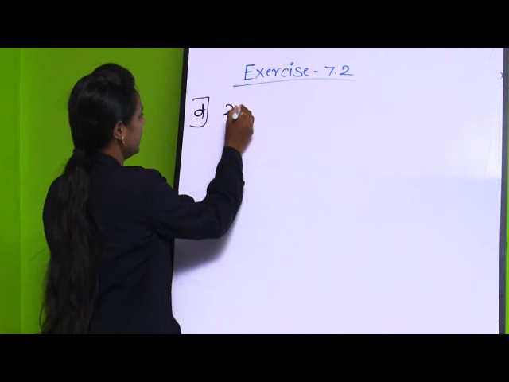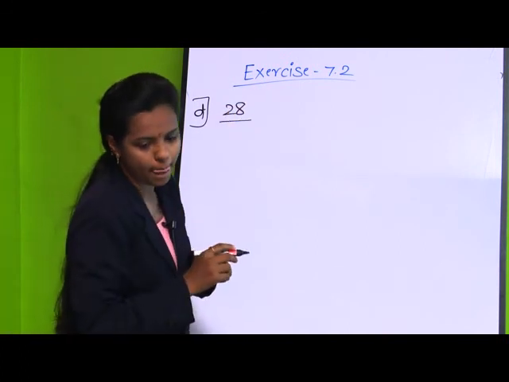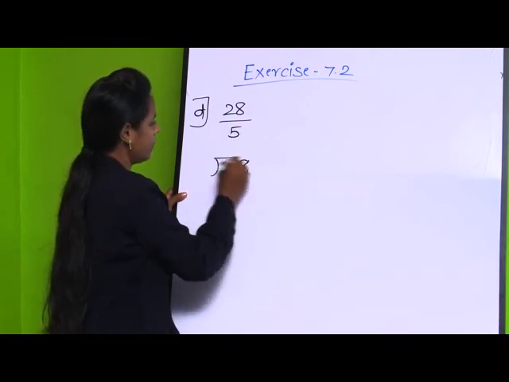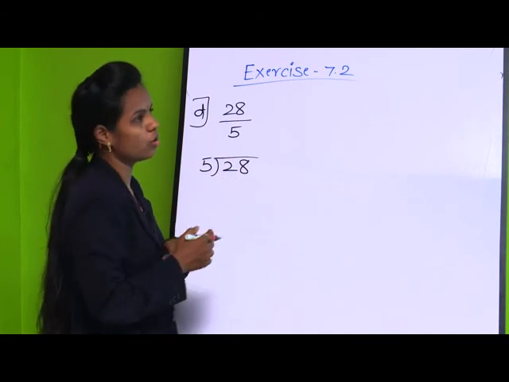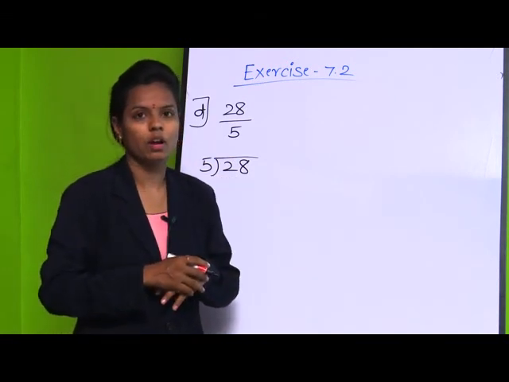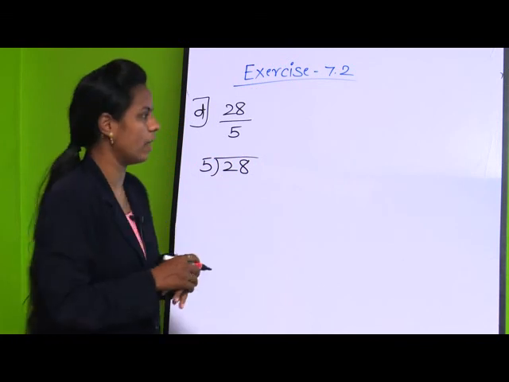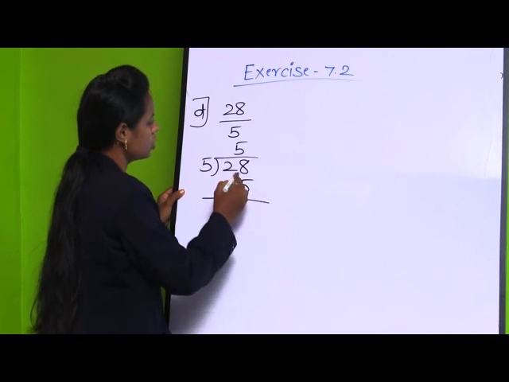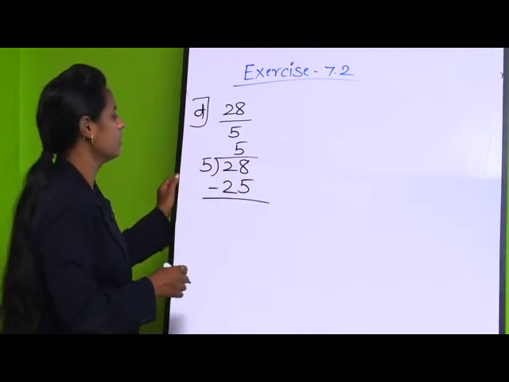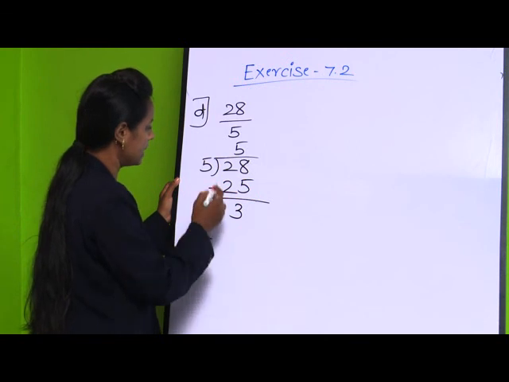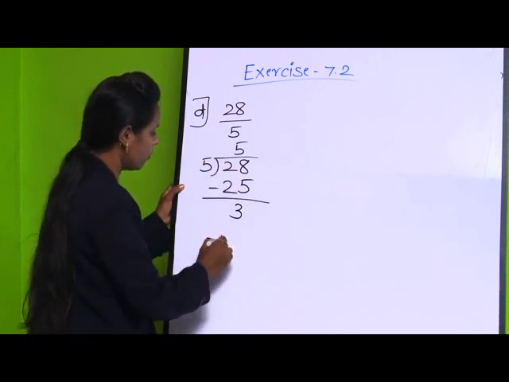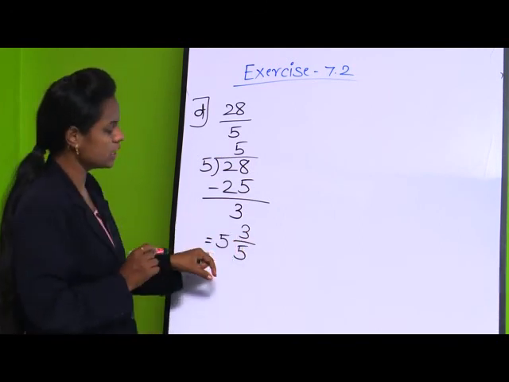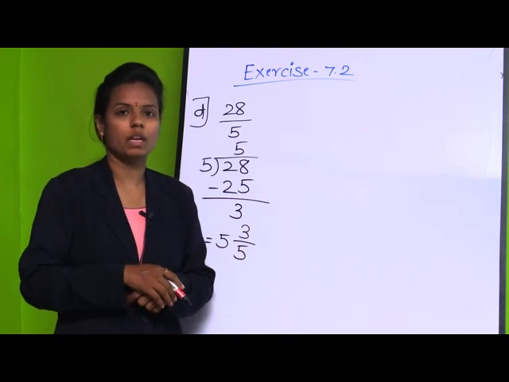D, which is 28 by 5. Okay, so let us divide it. 28 by 5. So, we have 5 5s are 25. Okay, so 28 minus 25 is 3, and in mixed fraction we can write it as 5 whole number, 3 remainder, and 5 divisor. So, the mixed fraction is 5 3 by 5.